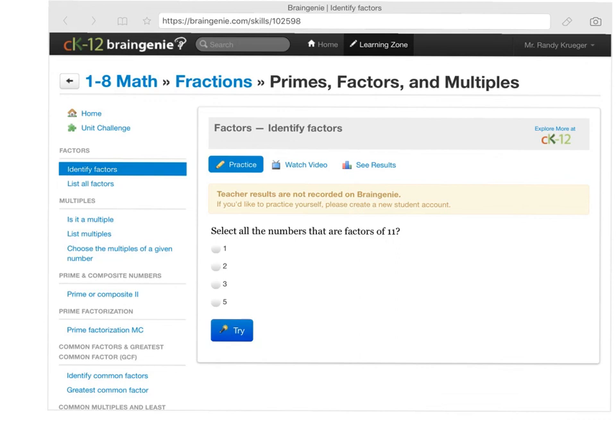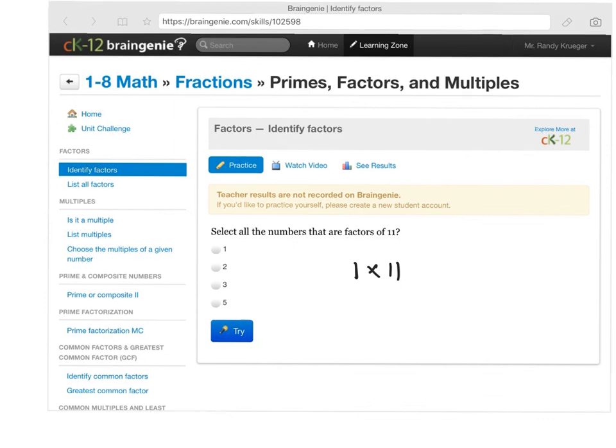So the first one says select all the numbers that are factors of 11. What are the factors of 11? Well, 11 is a prime number, right? So 11 and 1. Well, 11's not there, so the correct answer must be 1. So you would choose 1, and it's not letting me select it. But that's sort of how it works.